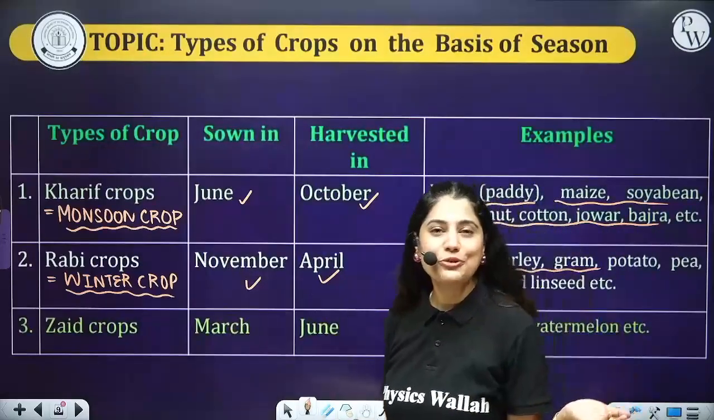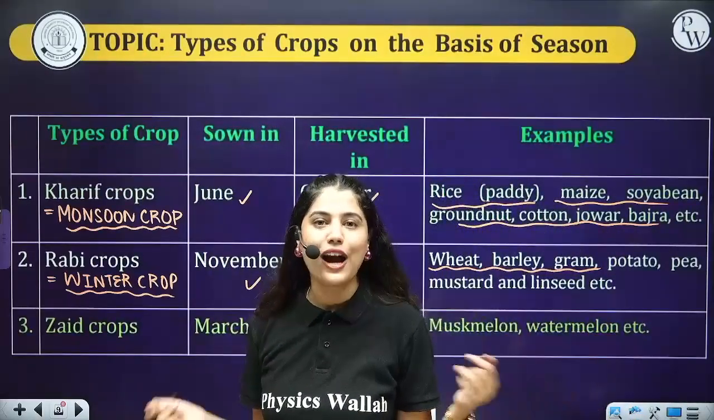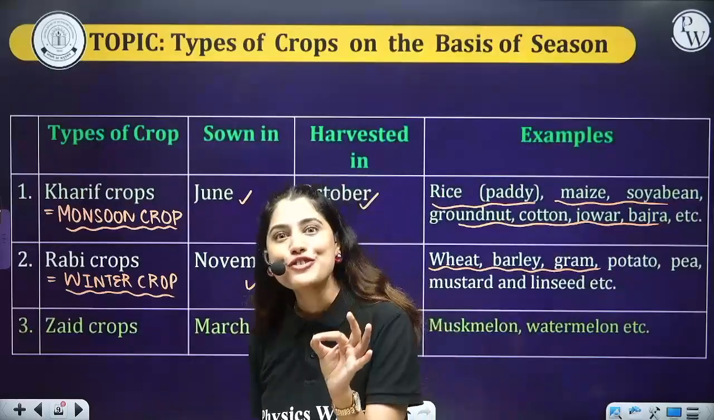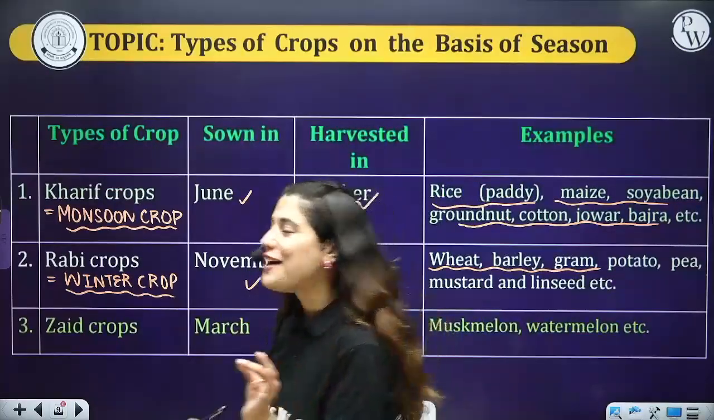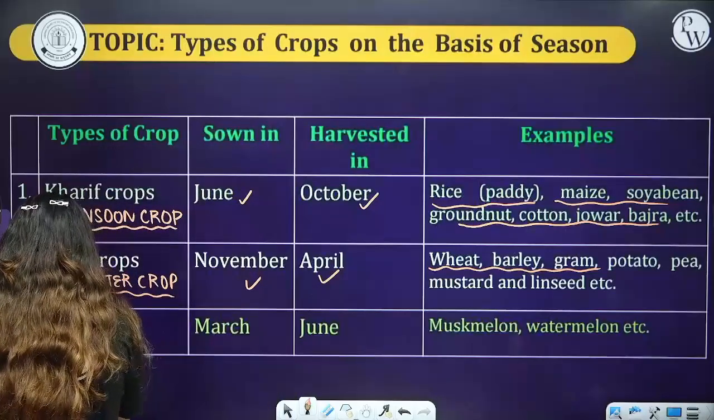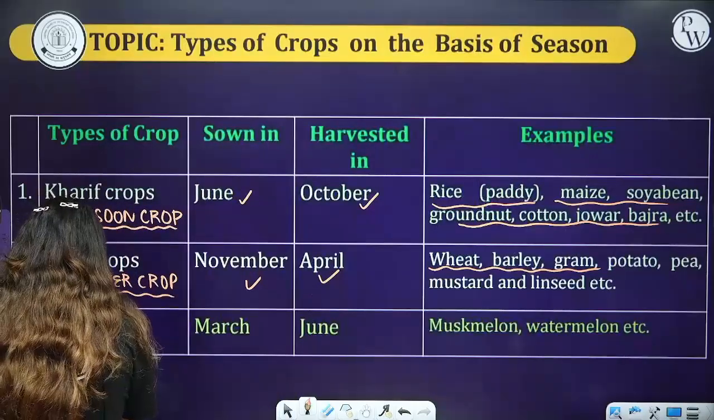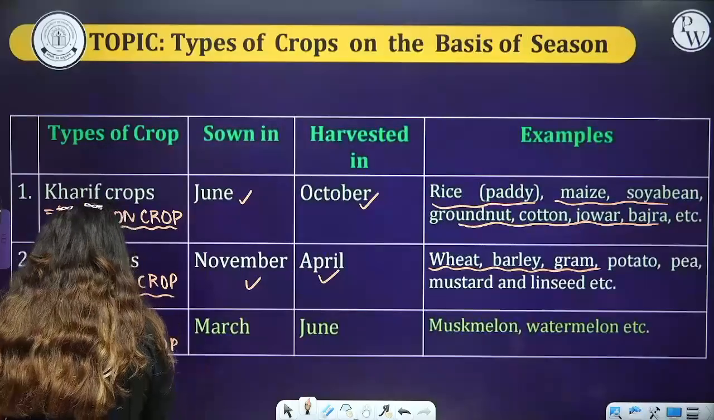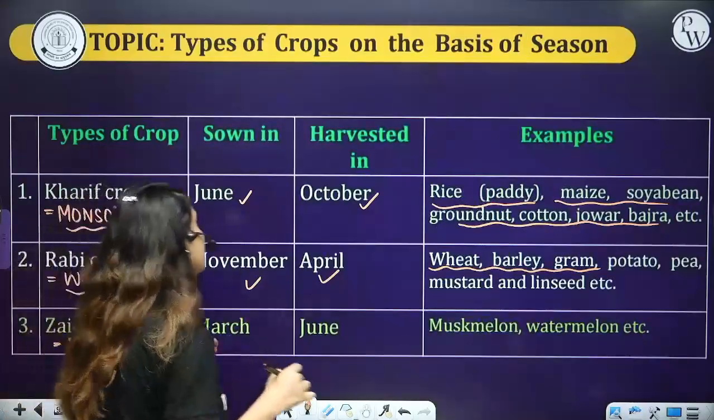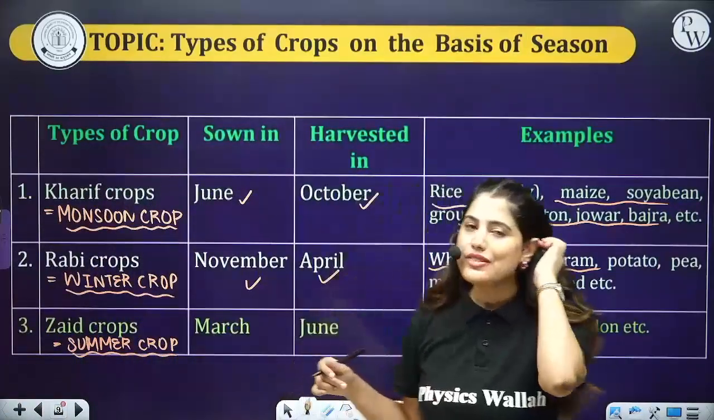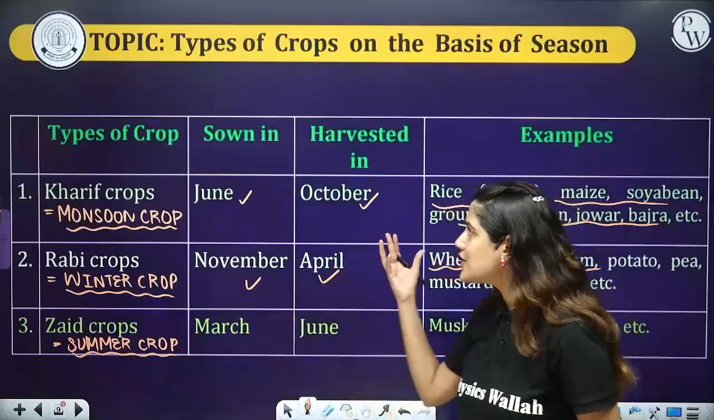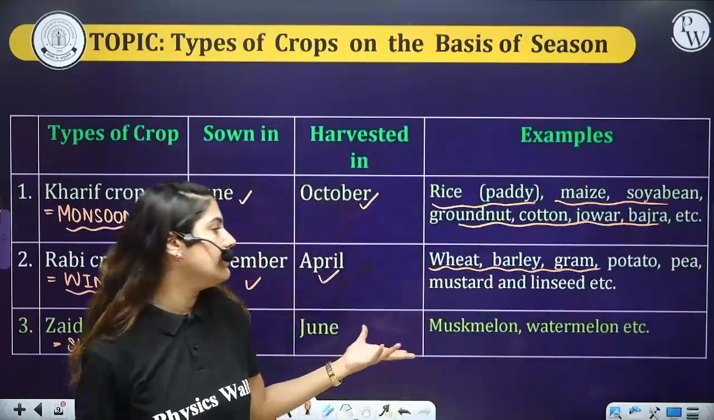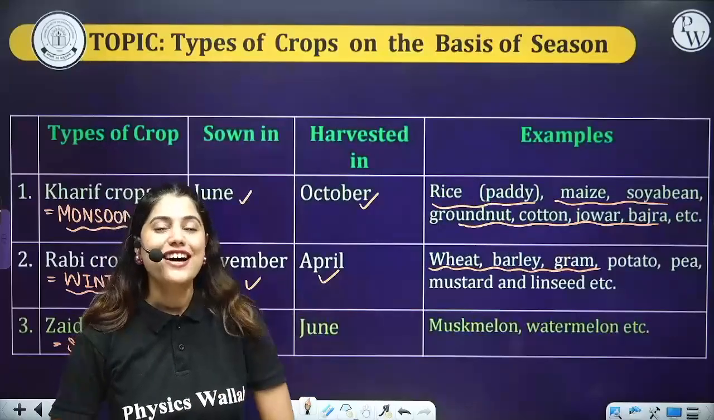And lastly, we move to the Zaid crop, right? You guessed it right, summer crop, which are going to grow in the summer season. Very great, amazing guys. So the summer crop is the Zaid crop, grown in the summer season. So basically March is the sowing month and June is the harvesting month. Muskmelon and watermelon are examples of Zaid crops.